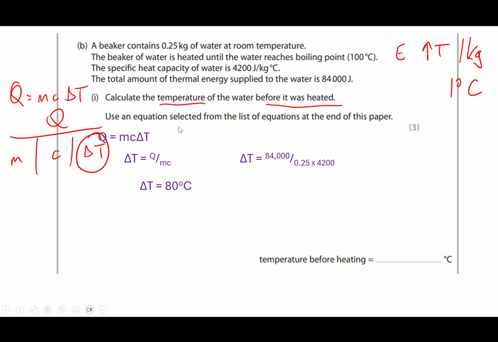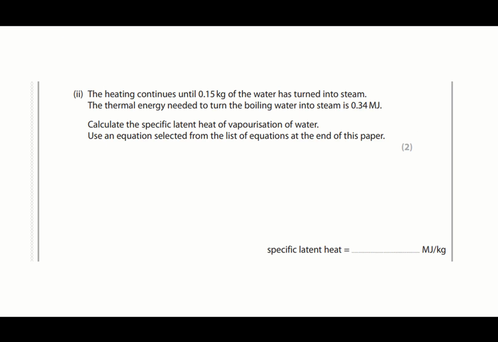Now the next part is, well, it was heated till it got to 100. So if I want to find out what it started at, 100 take away 80, it started at 20 degrees C. Nice question that. On to the next one. Heating continues. So we know that while I'm heating things and it's not changing state, I need my specific heat capacity c. However, if I want to change state, that's my specific latent heat. So I've got that ready.